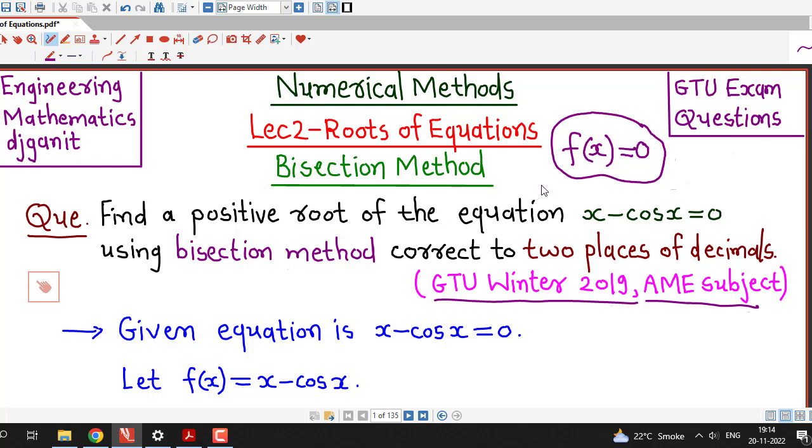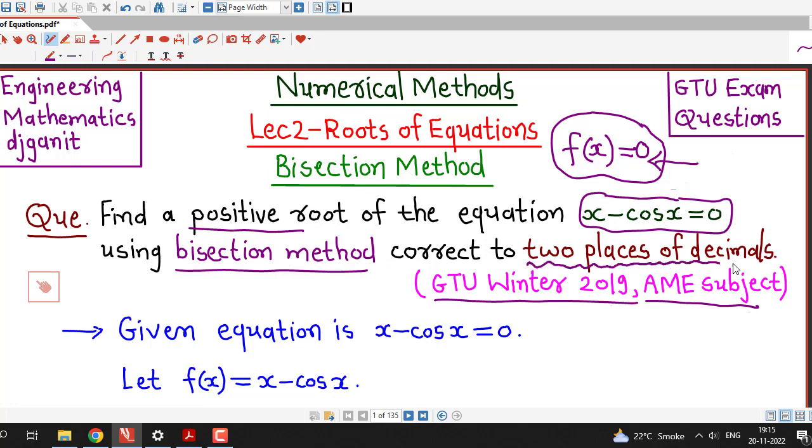It is an iterative process and our aim is to find the approximate root of the equation f(x) = 0. So using the bisection method, we will try to solve the equation x minus cos x equal to 0 in this lecture. The question is: find a positive root of the equation x minus cos x equal to 0 using the bisection method, correct up to 2 decimal places.